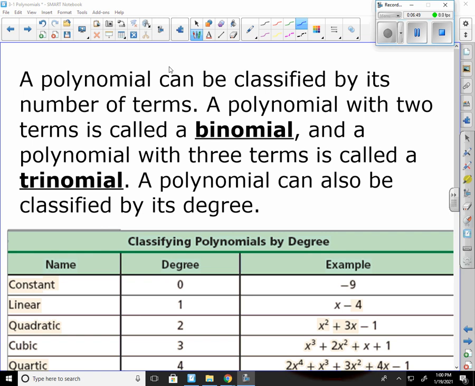We can classify a polynomial by its number of terms. A polynomial with 2 terms is called a binomial. 3 terms is called a trinomial. And we can also classify the polynomial by its degree.